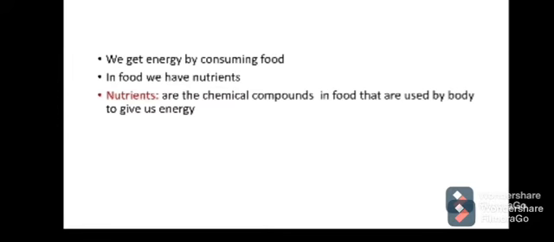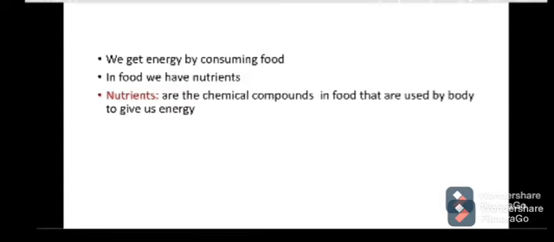Hello, all. We are going to start our first lesson, that is food components. In this part, we are going to know about the importance of food and the test for starch. Before going into the lesson, we have to know the importance of food in our daily life.